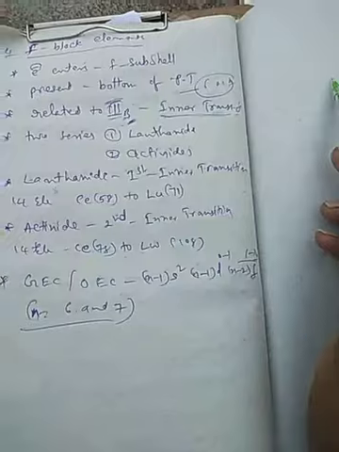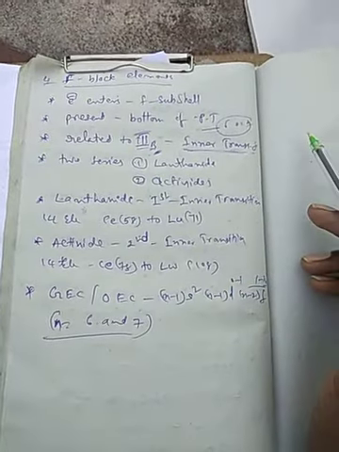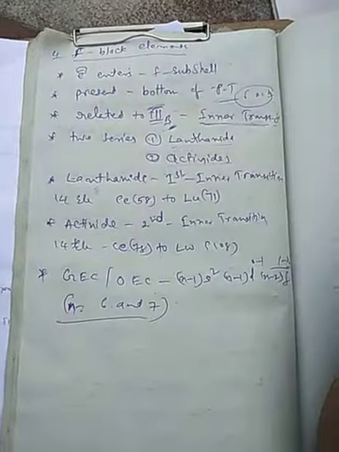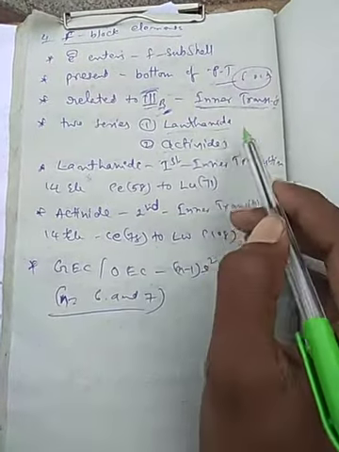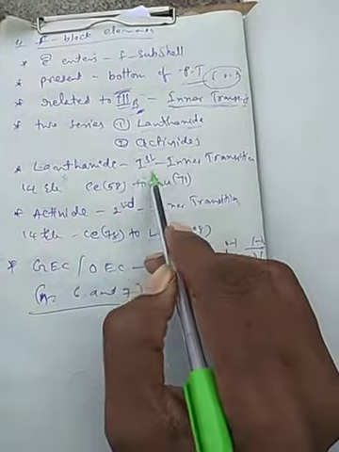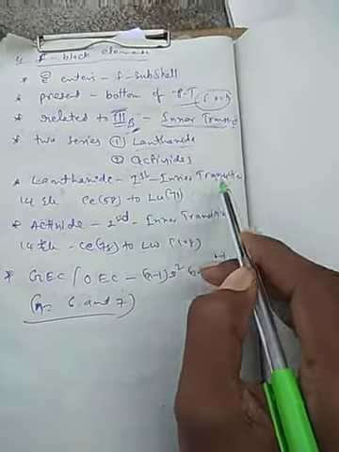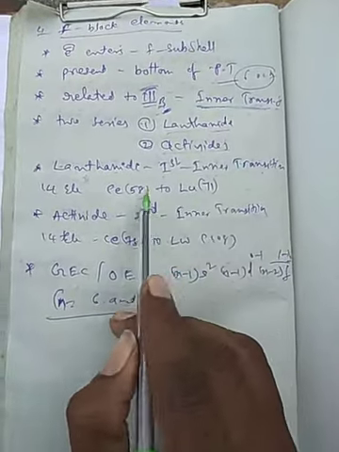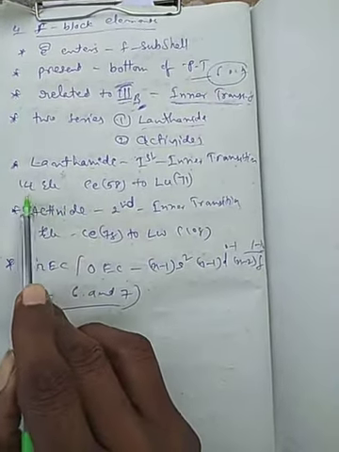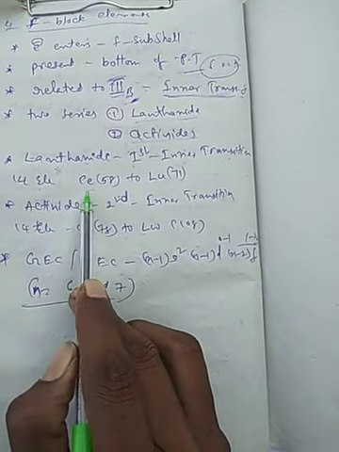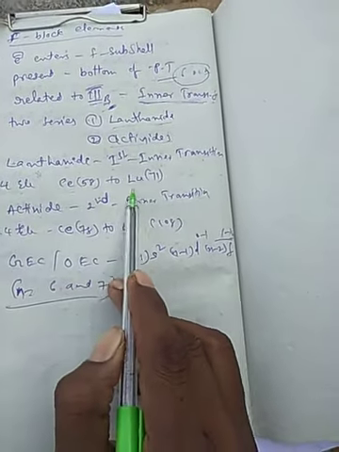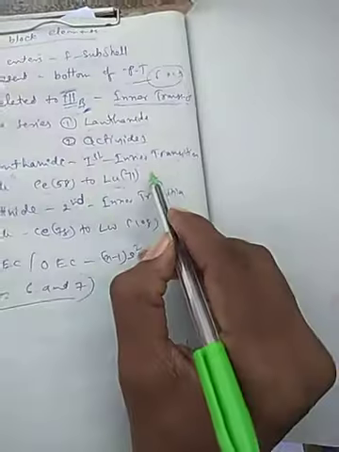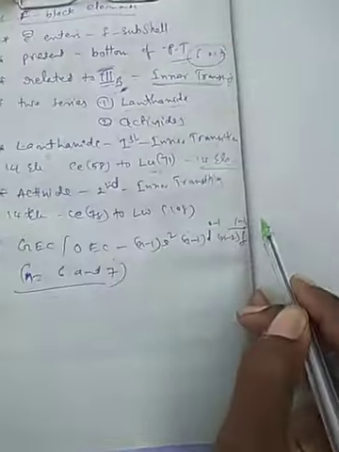These f block elements are classified into two series, the lanthanide series and the actinide series. The lanthanide series is also called the first inner transition series. This series starts from cerium to lutetium, that is Ce to Lu, atomic number 58. In this series there are 14 elements.